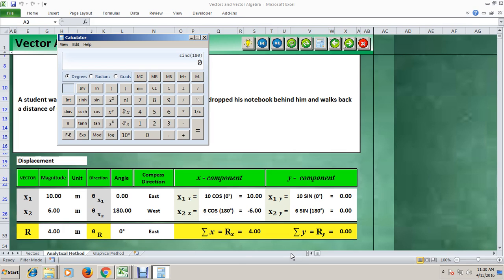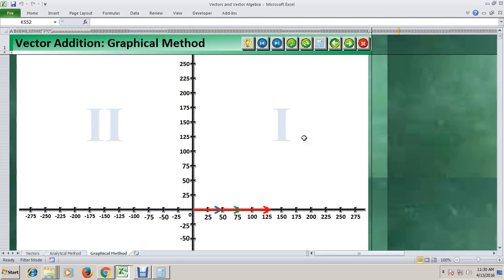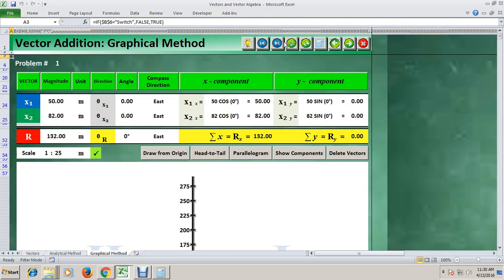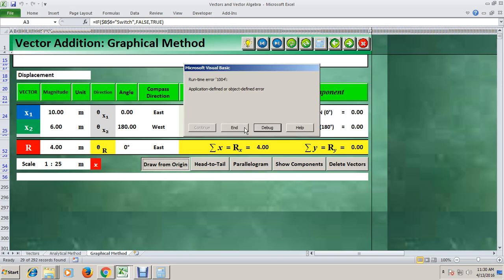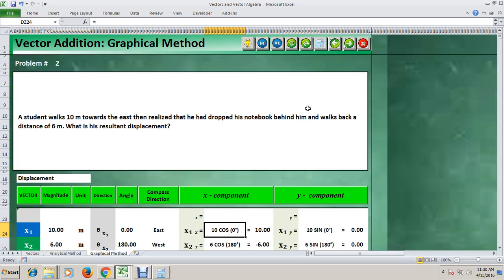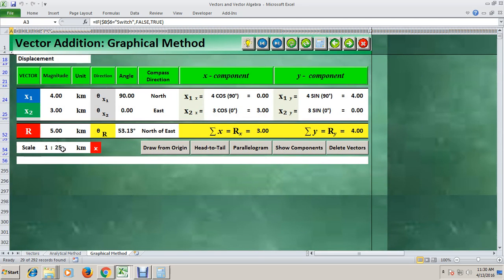And again, to compute for the resultant, we get the sum of the components according to column. 10 minus 6 gives you 4. 0 plus 0 gives you 0. Now, if we graph this, drawing the vectors from the origin.